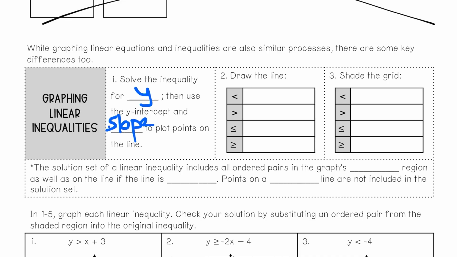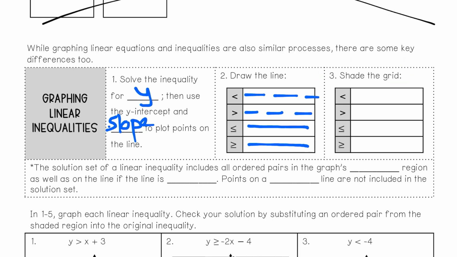But when we draw our line, instead of when our linear functions we always drew a solid line, now we're going to have solid lines when we have a less than or equal to and greater than or equal to symbol. But if I have less than or greater than, I'm just going to dash the line. Kind of like when we had something like this and we didn't shade the circle for domain and range. If you remember that, it's very similar.